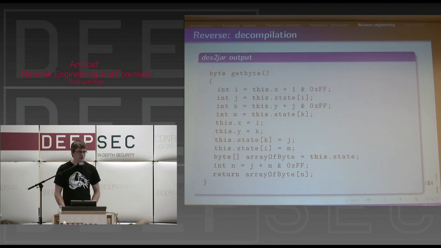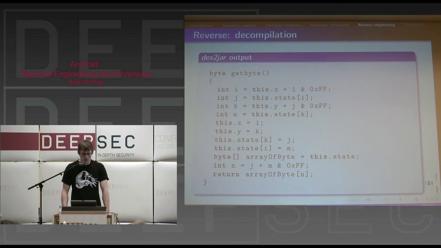And just an example of the RC4 function you had before. It's the result of the decompilation with the Java decompiler of the dex2jar output. So even if you lose a bit of information, it's pretty reliable and useful.